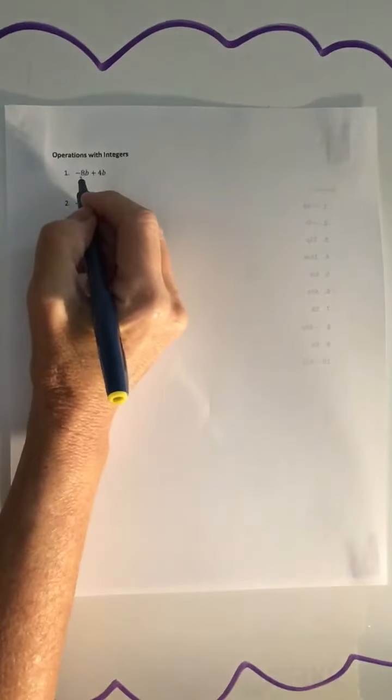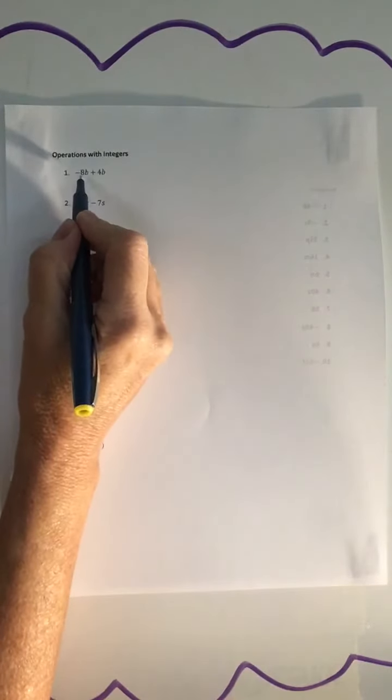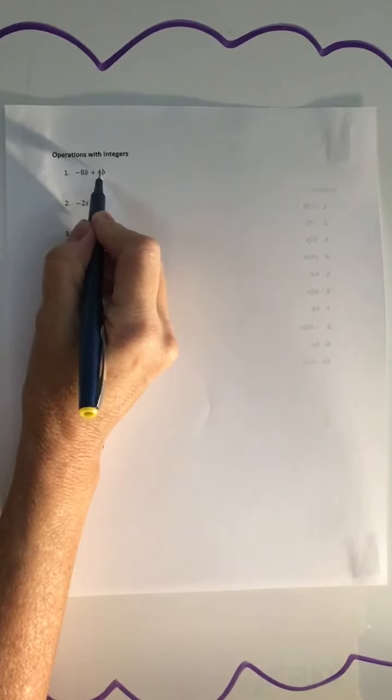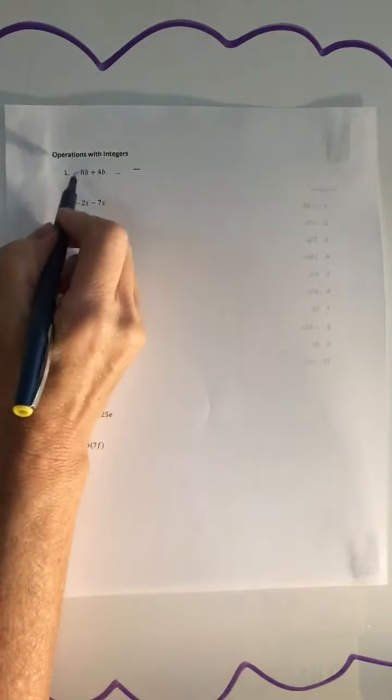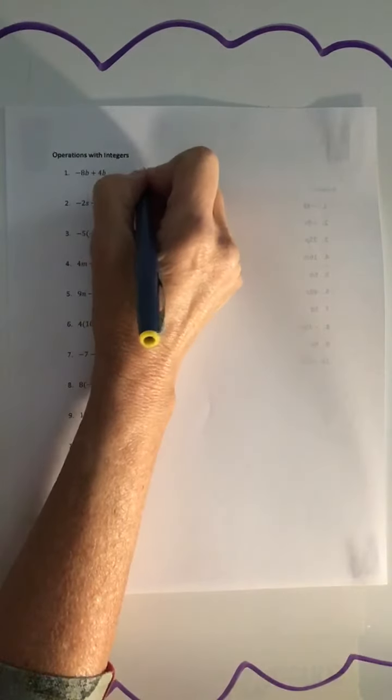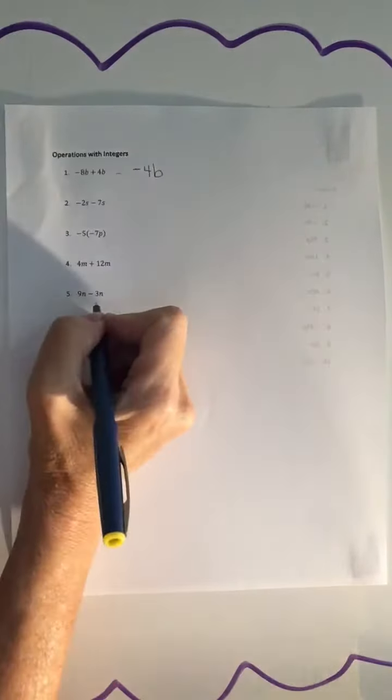I'm not going to do this the long way. We're going to just look at our coefficients. We have more negatives than we have positives, so I know the answer is going to be negative. How many more negatives do we have? I have 4 more negative b's than I have positive b's.